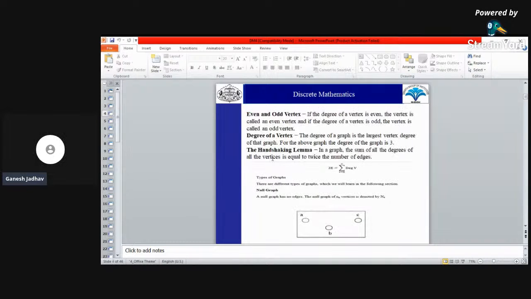So the degree of a graph is the largest vertex degree of the graph. From the above graph, the largest degree of the graph is 3. So this is the degree of the vertex.